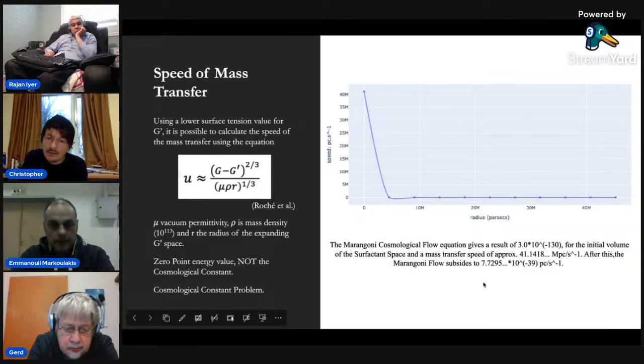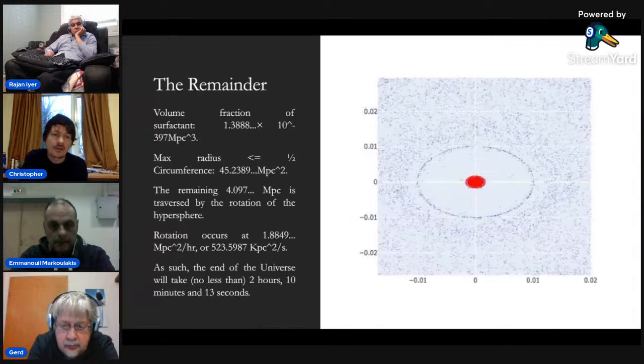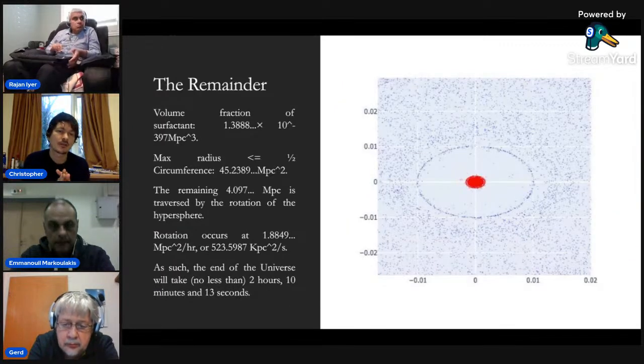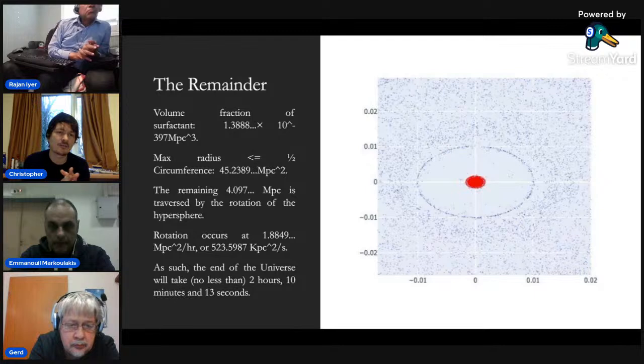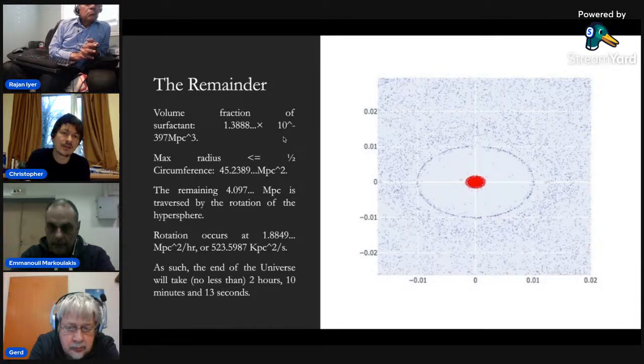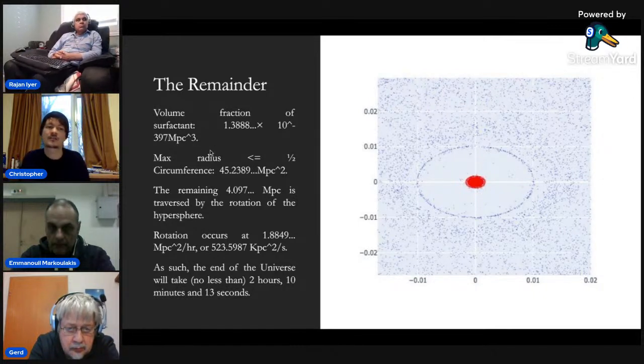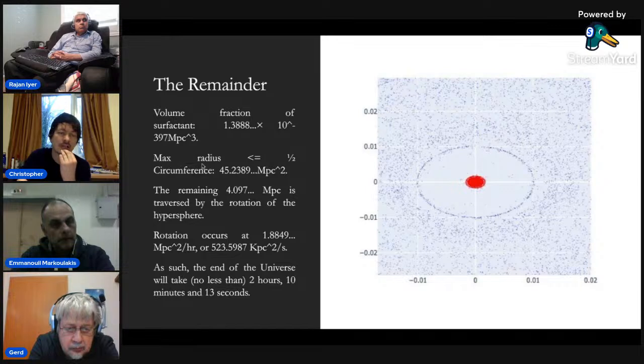Okay, so I'll move on. Here I speak about the volume fraction of the surfactant space required, which is obviously something very small. It's like 1.3 times 10 to the 397 megaparsecs cubed, which is in relation to the size of the universe, though. So it makes sense why it would be such a small number.